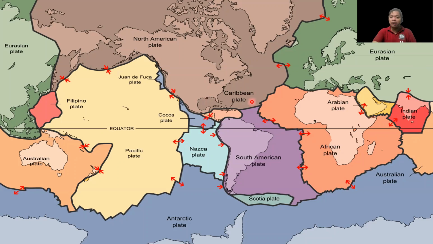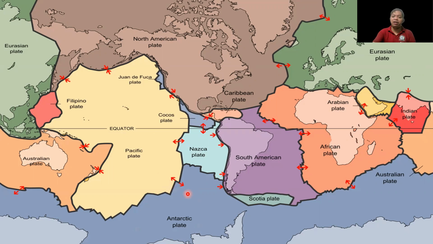How about for number 2? I will not be using my pointer anymore. I would like you to identify the plate boundary between the Antarctic plate and the Pacific plate. All right, so the answer is a divergent boundary, because here's the Antarctic plate and here's the Pacific plate, and look at the directions of their movement. They are moving away from each other, therefore that is a divergent boundary.